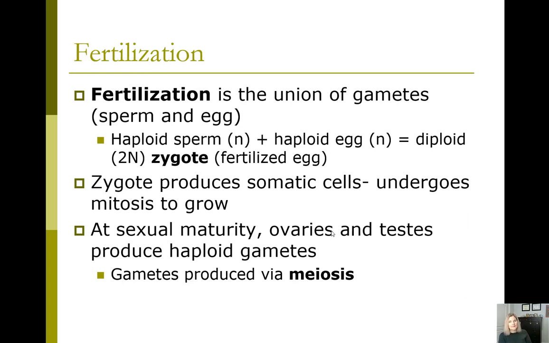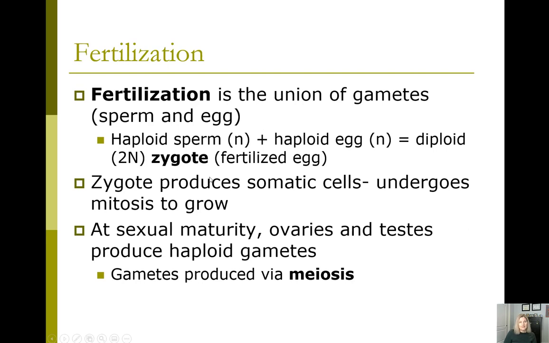And then once we take that haploid sperm with its 23 chromosomes and unite it with a haploid egg with its 23 chromosomes, you get 46 chromosomes. It's diploid. It has 2 sets of chromosomes. And we call that fertilized egg a zygote. So a zygote is just a single cell that has 2 sets of chromosomes inside that came from this union of sperm and egg, which we call fertilization.